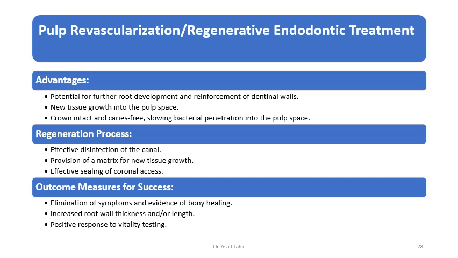Regeneration process. Effective disinfection of the canal. Provision of a matrix for new tissue growth. Effective sealing of coronal access. Outcome measures for success: elimination of symptoms and evidence of bony healing, increased root wall thickness and/or length, and positive response to vitality testing.